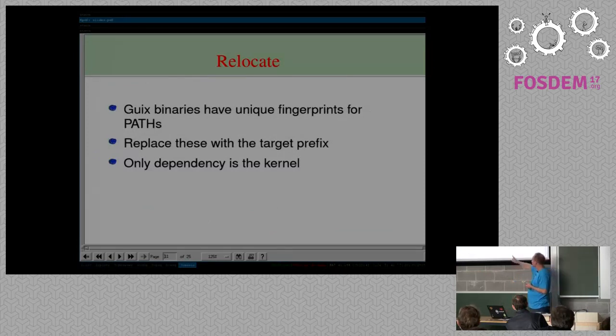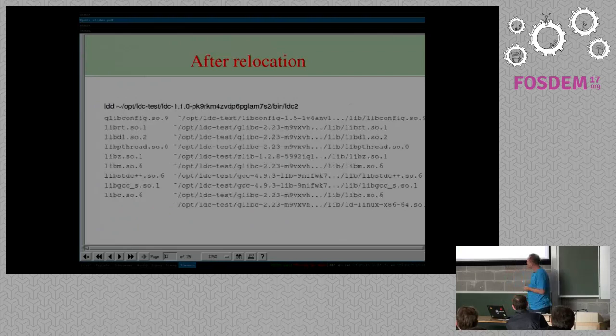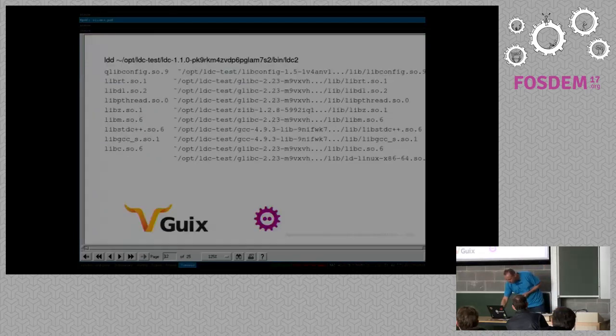So how about relocating those? Replace them with a target prefix. So if you have a home directory, /home/user, we're going to replace them, and it will look like this. In this case, I install it in the home directory, opt, LDC test, and I've rewritten the hash value to look like this, and these are the files. So after installation, this LDC2 is actually sitting in a home directory, in /opt, and will this resolve? And the answer is yes. It will just work.